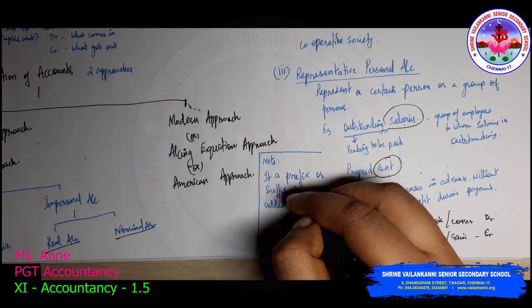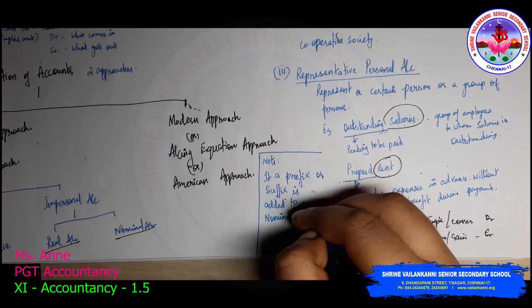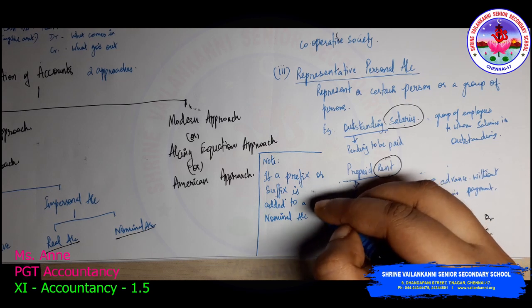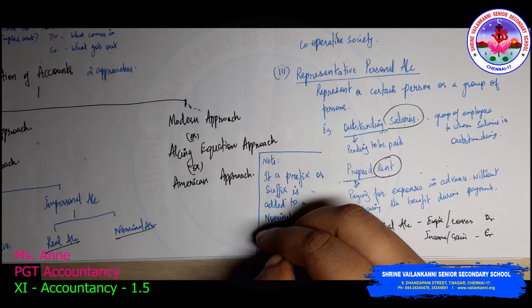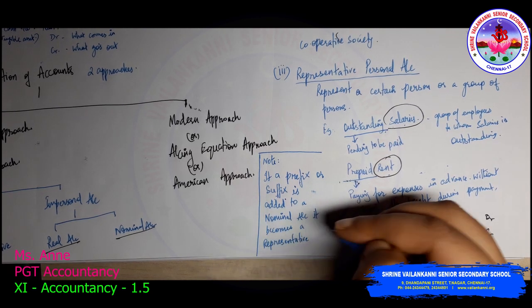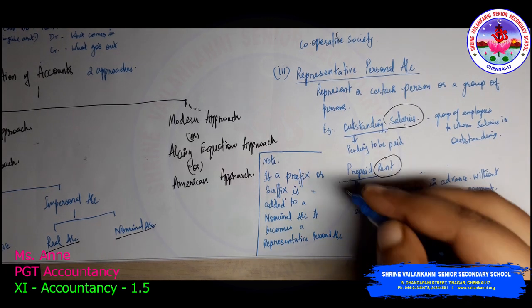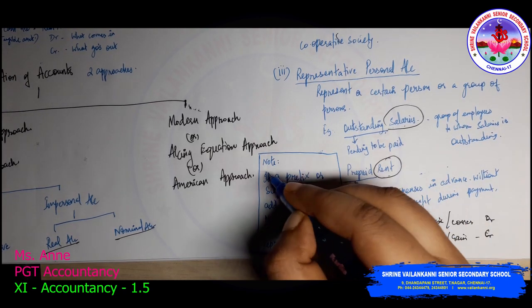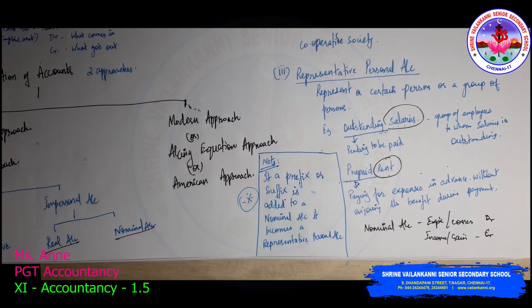So a prefix or suffix is added to a nominal account. It becomes a representative personal account. So I'm sure that you're able to get this. So this note is very, very important. Okay, so this is all about personal account. So now we have to discuss what is the real and nominal account.